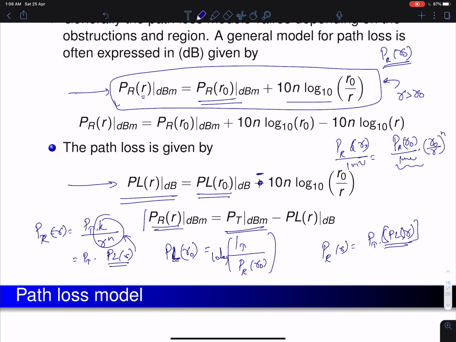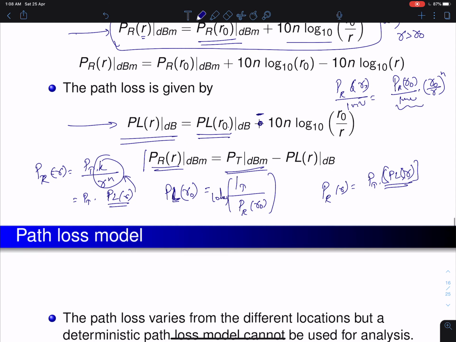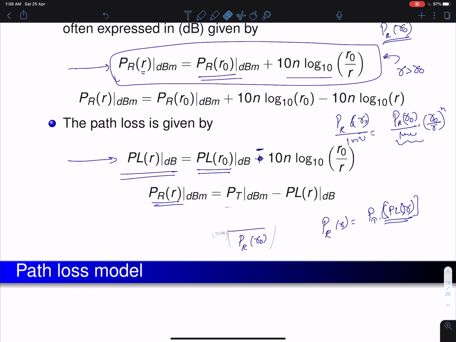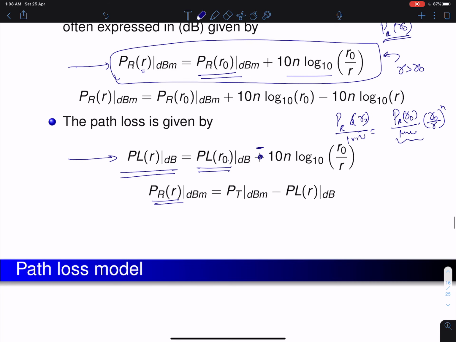Now you have expressed your result in terms of path loss, but what is the expression for path loss itself? If you know the path loss at a distance r naught, path loss will increase as you move, because if your power is reducing, it means path loss is increasing. Let me correct this again. I'm sorry, Pr of r is actually Pt by PL of r.